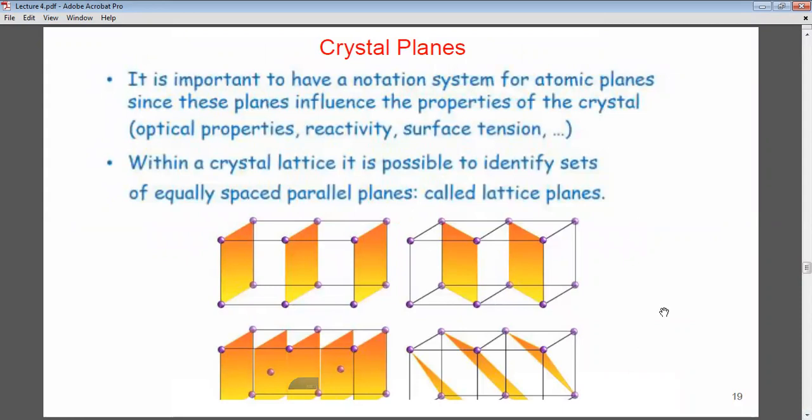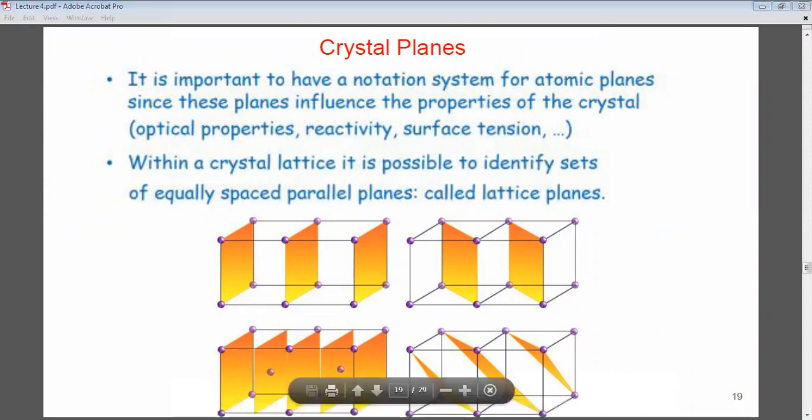It's important to have a notation system for atomic planes, since these planes influence the properties of the crystal. Optical properties, reactivity, surface tension, etc. Within a crystal lattice, it's possible to identify sets of equally spaced parallel planes. These are called lattice planes. So if we look, for example, at this crystal, we can see these planes, they are parallel to each other. These planes are parallel to each other. So these, we call them crystal planes, okay?